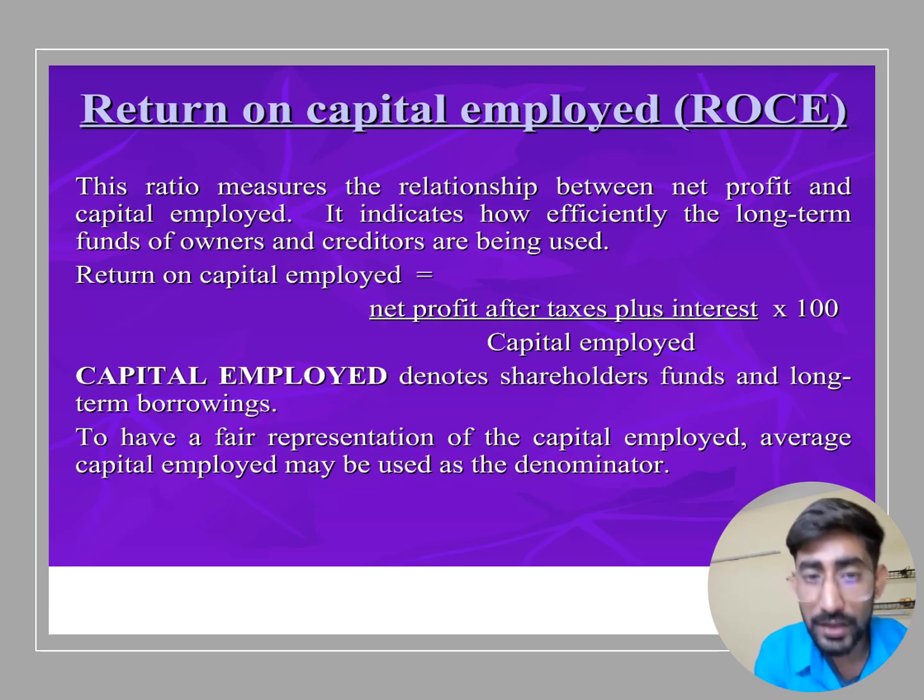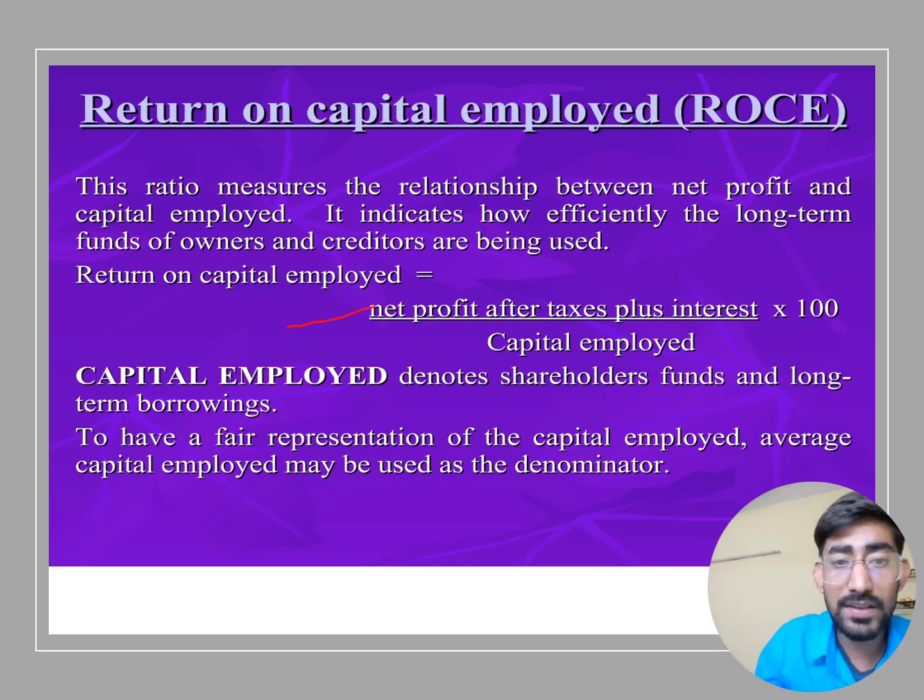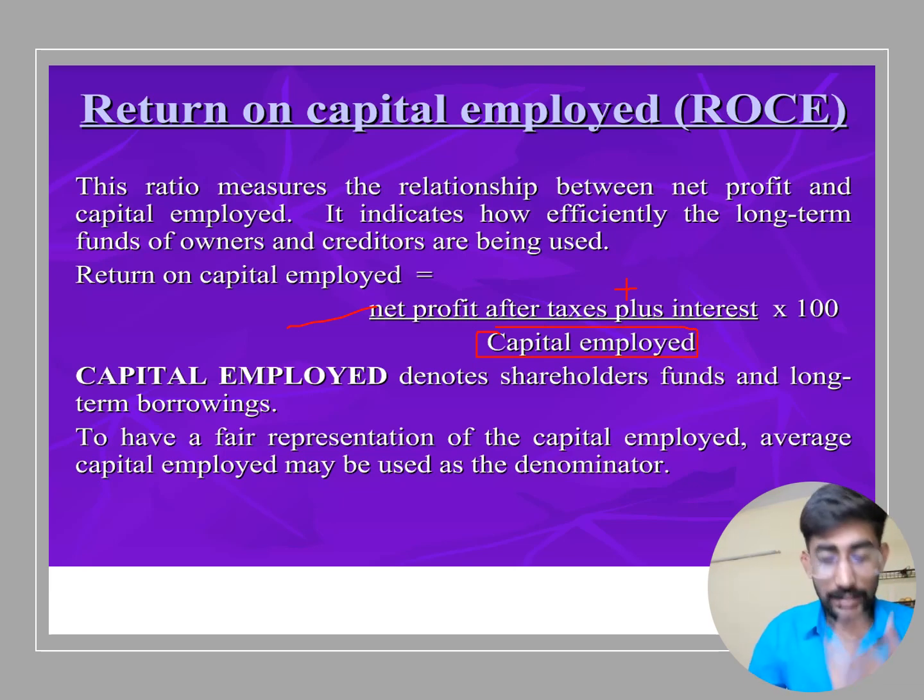So return on capital employed is equal to net profit after tax plus interest, just like the previous one, NAT plus interest, and we will now divide it with capital employed. In the previous case, we used the total asset, and of course excluded the fictitious asset, and this time we are going to use the capital employed into 100. So net profit after tax, then we will add interest, and then we will divide it with capital employed into 100. So let us understand what is capital employed.